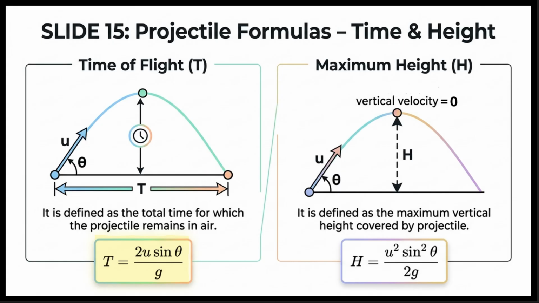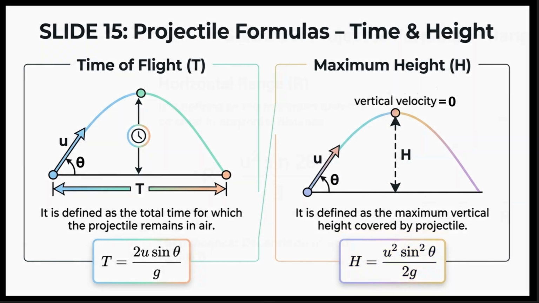Next, we consider the maximum height, capital H. This second diagram focuses on the peak of the arc, where the vertical velocity momentarily drops to 0. This is defined as the maximum vertical height covered by the projectile during its flight. Applying kinematic equations to this peak point gives H equals u squared sine squared theta divided by 2g, showing how height depends heavily on the launch angle and initial speed.